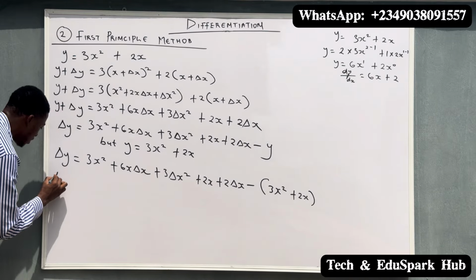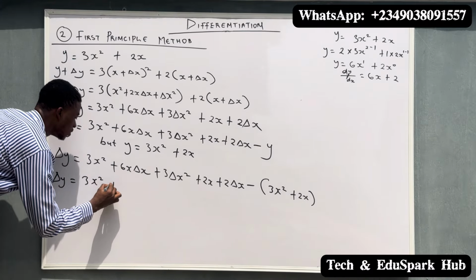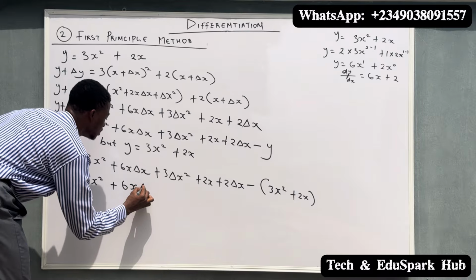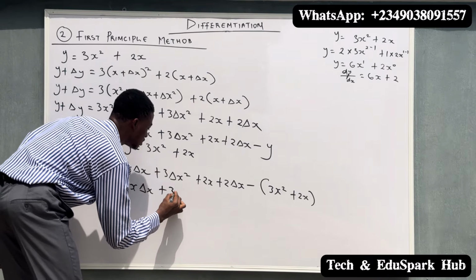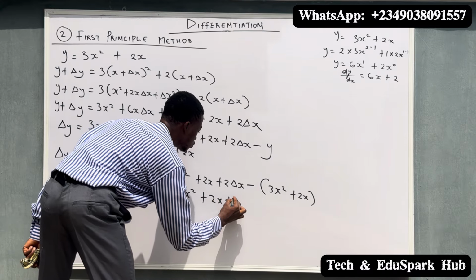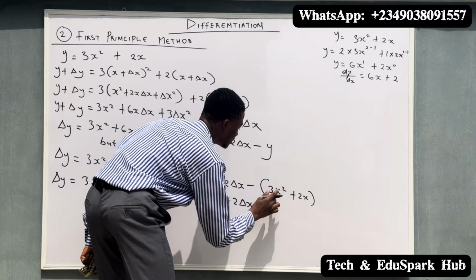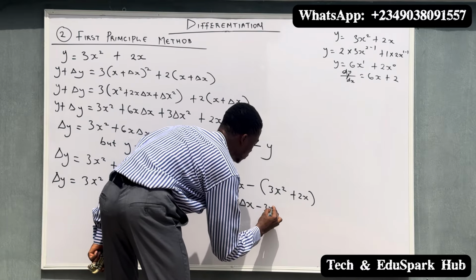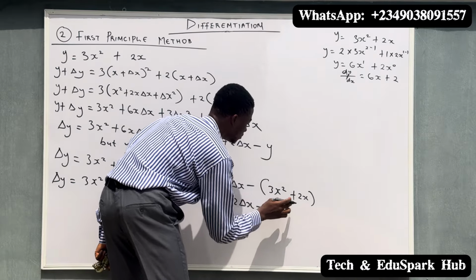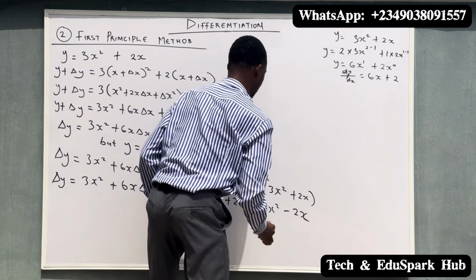So we are going to have the change in y equal to 3x squared plus 6x change in x plus 3 change in x squared plus 2x plus 2 change in x. So this minus will multiply this 3x squared. We have minus 3x squared. And also this minus will multiply this 2x. So we have minus 2x.